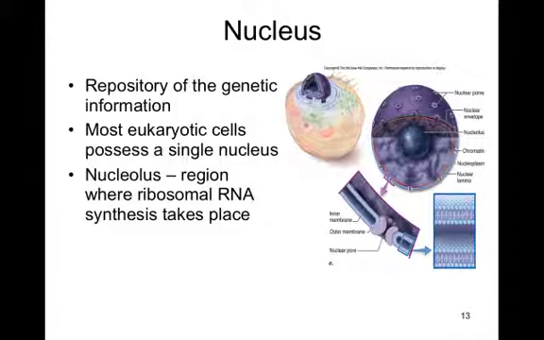The nucleolus is a region within the nucleus where we see a lot of ribosomal RNA synthesis taking place. In the figure to the right here, you can see the location of the nucleus and the fact that it's bound in a double phospholipid bilayer. So that is two bilayers of phospholipids. The cell itself is wrapped in just a single phospholipid bilayer.